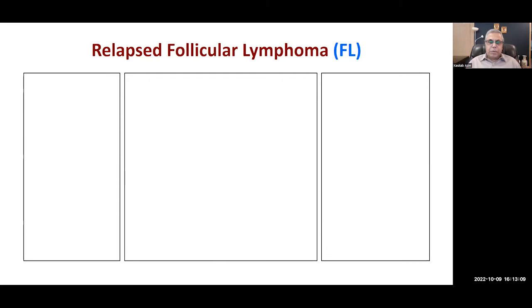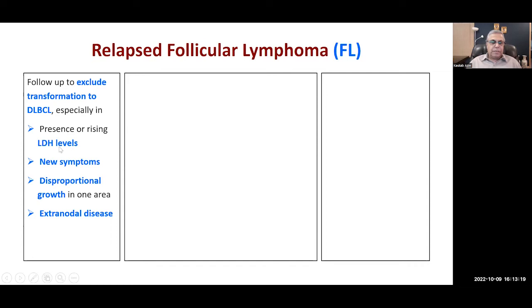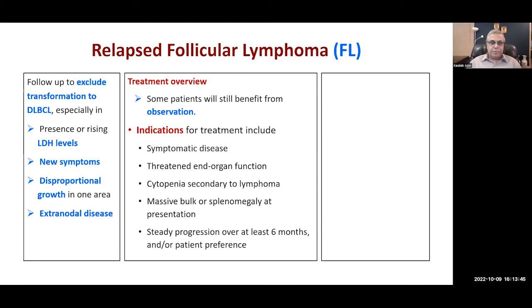Now, relapsed follicular lymphoma, follow-up to exclude. You have to exclude transformation to diffuse large B cell lymphoma, especially in the presence of a rising LDH level, if new symptoms arise, if the growth is disproportional, which means it is very rapid, or extranodal disease, right? Then some patients will still benefit from observation, but again, it's a clinical decision. It is the team that is treating the patient. They will have a consensus decision on that.